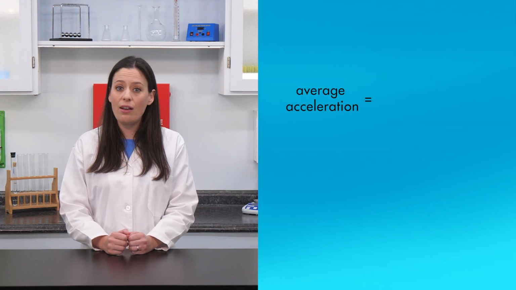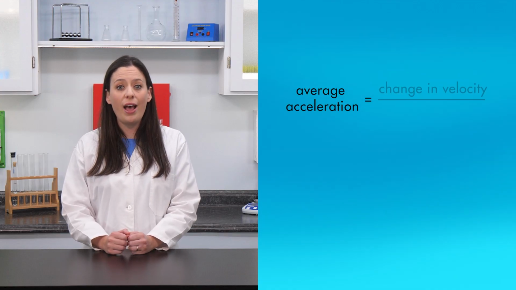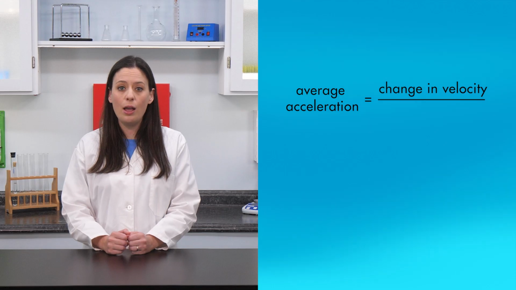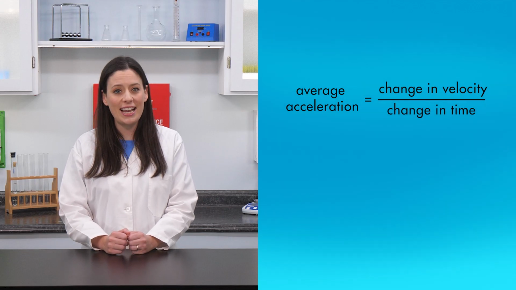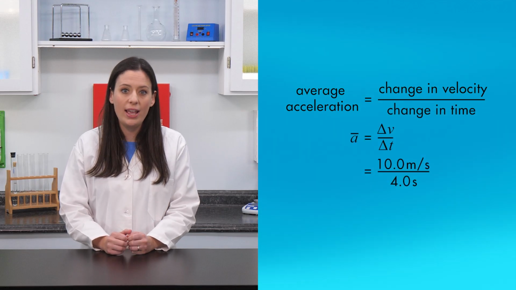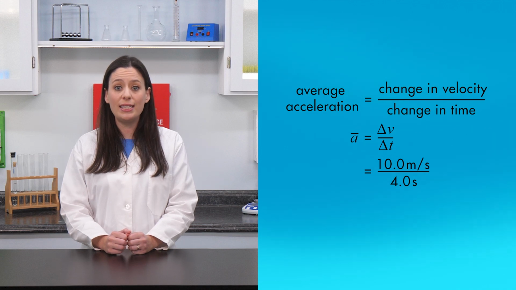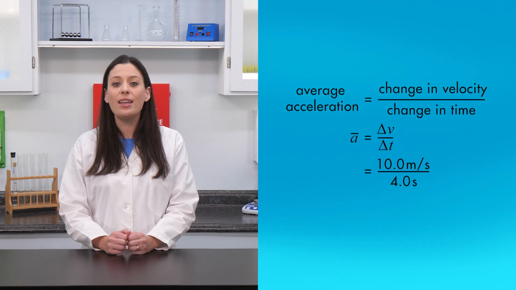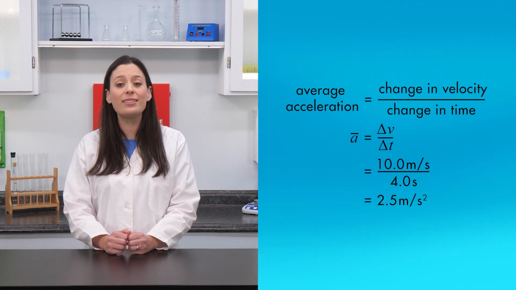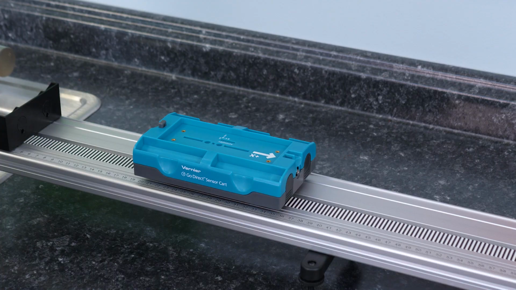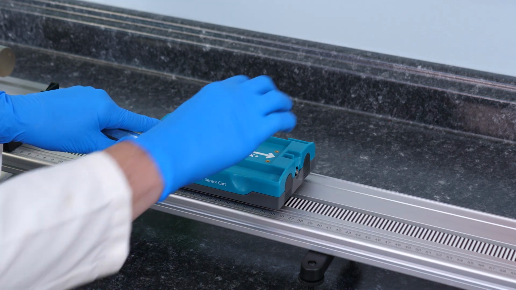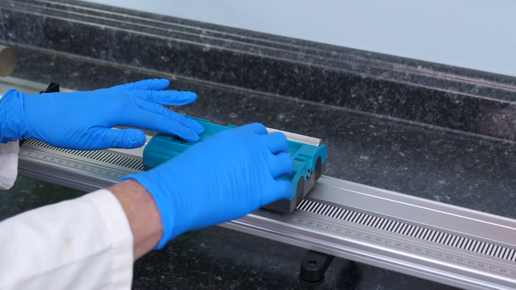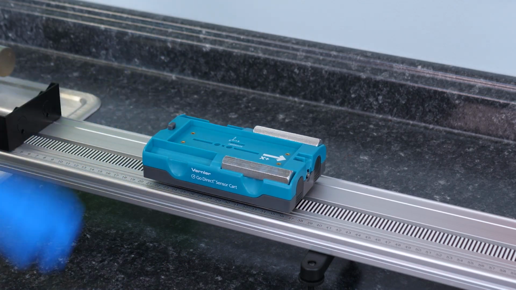Average acceleration is the rate at which velocity changes. To calculate average acceleration, divide the change in velocity by the change in time. For example, if an object's velocity increases by 10 meters per second in 4 seconds, its average acceleration is 2.5 meters per second squared. We will use our dynamics cart to perform 5 experiments relating to the second law of motion.